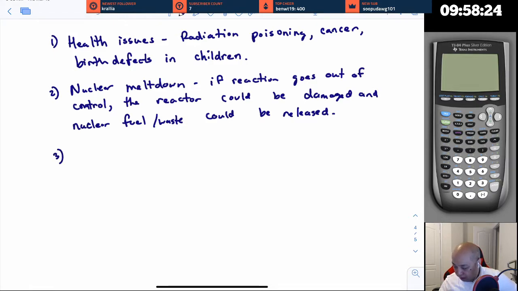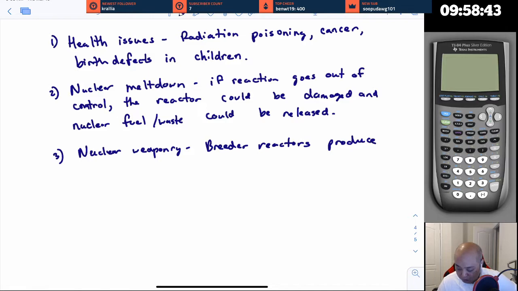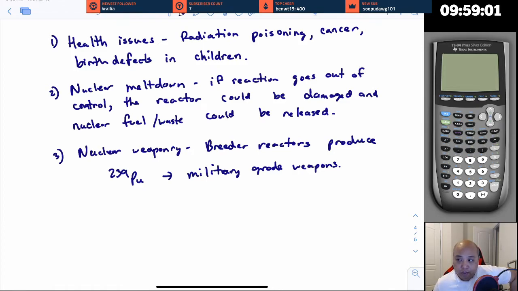And the last thing we also talked about was nuclear weaponry. Breeder reactors produce plutonium-239, which is used in military-grade weapons. Apparently there are hundreds of tons of plutonium being stored in non-military manners at different reactors and things like that. But you only need a few kilograms of plutonium before you can actually make a bomb explosion. So there is the threat of someone being able to take that plutonium that's available and convert it into military-grade weapons.